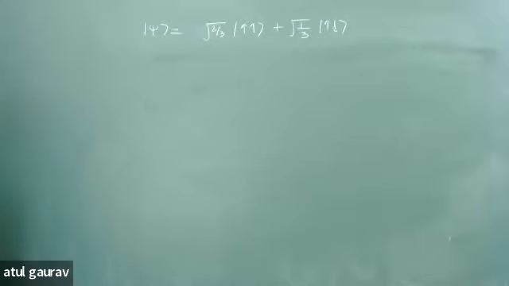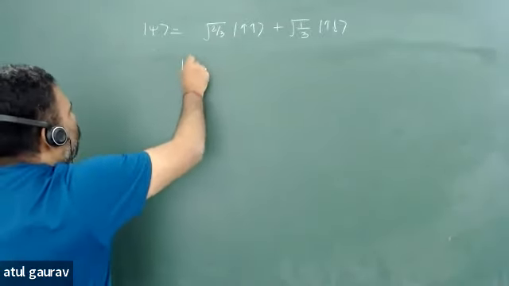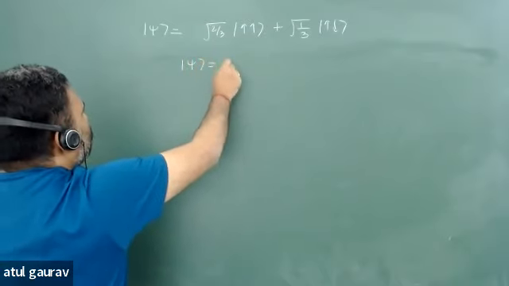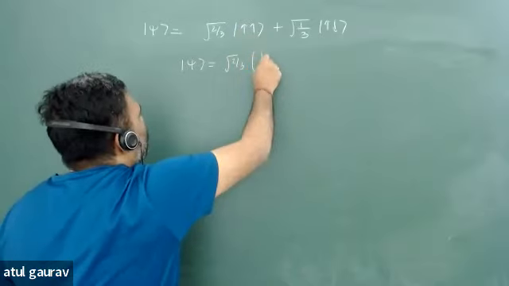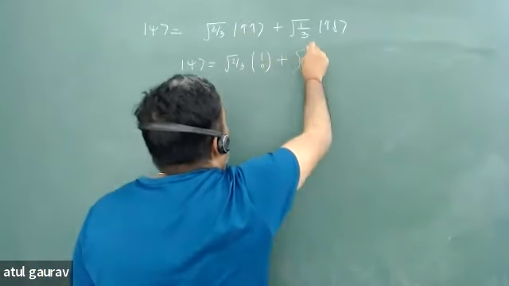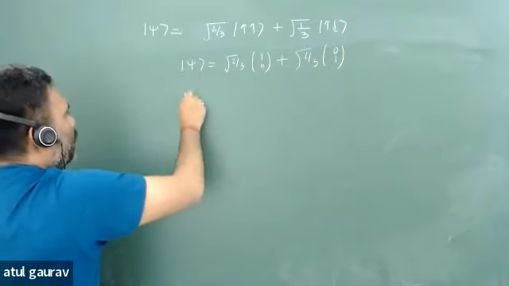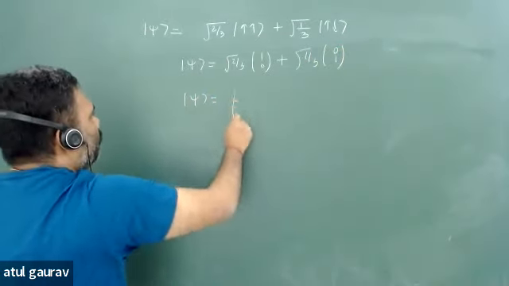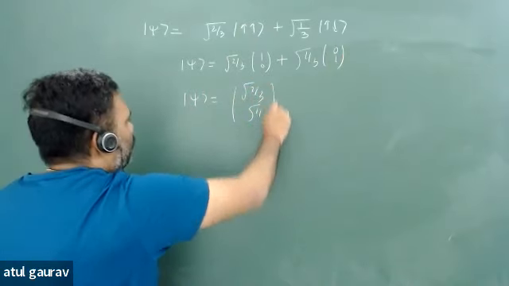Now, what you can do, you can easily write this thing in a matrix form. So this will be 2 by 3. What is it in matrix form? 1 0, 1 0. And you can write 1 by 3, 0 1. So this psi in matrix form is basically root 2 by 3, root 1 by 3.